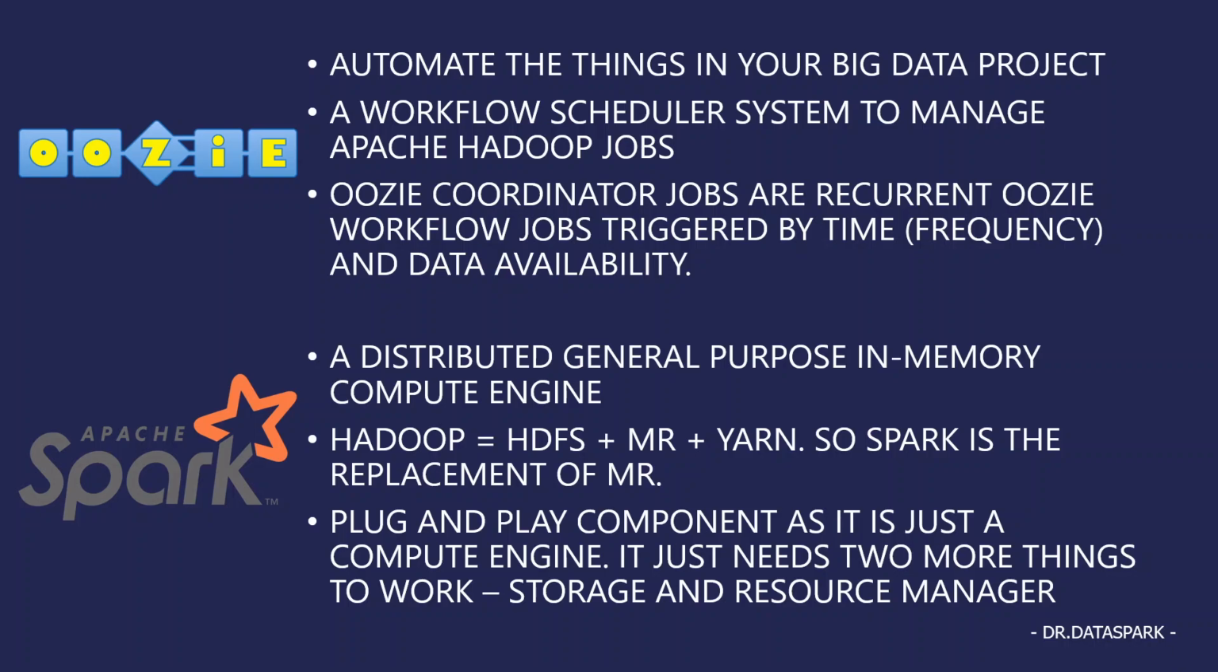This means HDFS and YARN are going to stay in their place. If you do not want MapReduce, just plug Apache Spark in place of MapReduce. That is why it is called a plug and play compute engine. Apache Spark just needs a storage and a resource manager to work with. You provide it with these two, and Apache Spark will perform its best. Got it? That is Apache Spark.